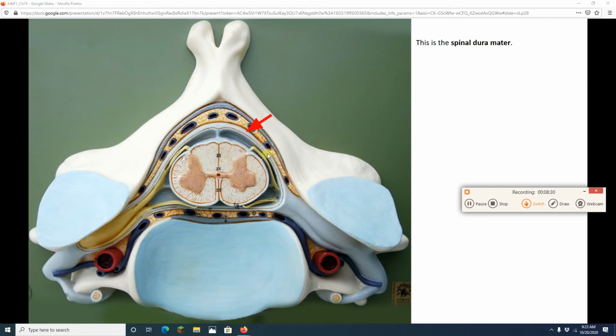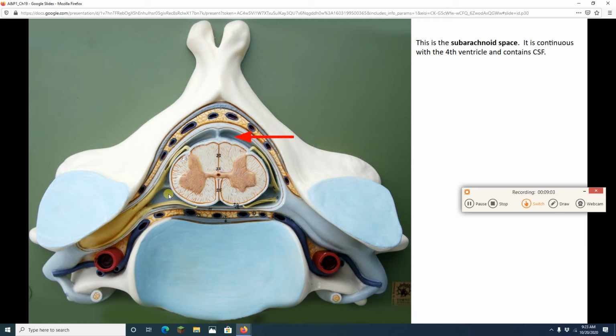This outer meninx right here, where that red arrow is, is the tough, strong, thick dura mater, made of dense, irregular connective tissue. Now, the spinal dura mater is only a single layer. Remember, the cranial dura mater was a double layer. Deep to it, this next layer is the arachnoid mater. Just deep to the dura mater is the arachnoid mater. And then deep to it is a space, a cavity. This space here is called the subarachnoid space.